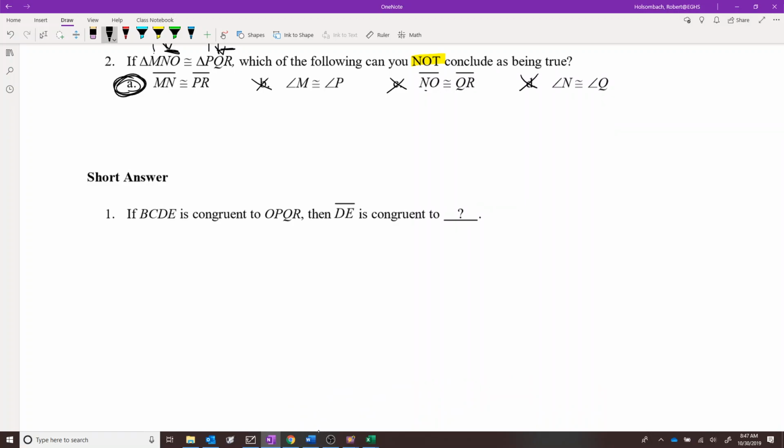If BCDE is congruent to OPQR, then DE is congruent to what? That's the last two letters. It's got to be congruent to the last two letters. So that's going to be QR. What would CE be congruent to? PR, good. It's all in the order of the vertices. Just pay attention to the order of the vertices.